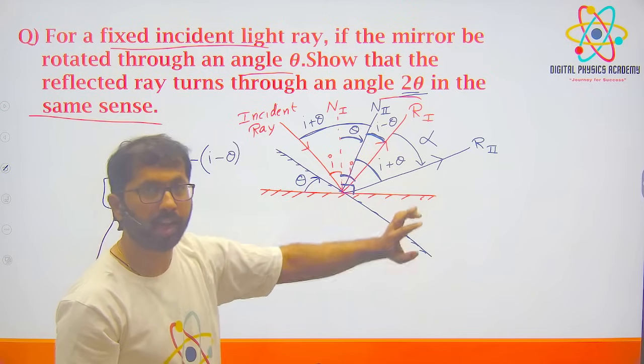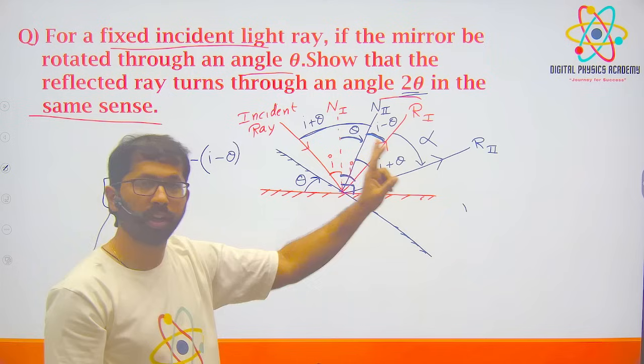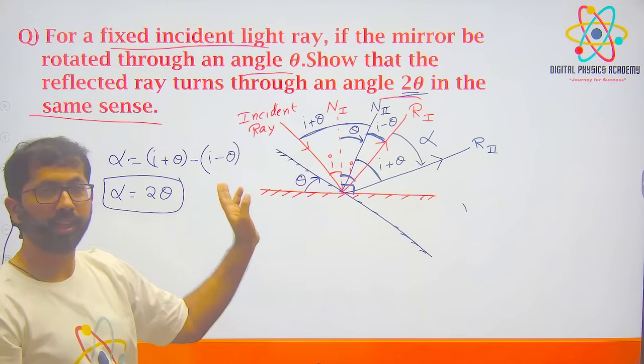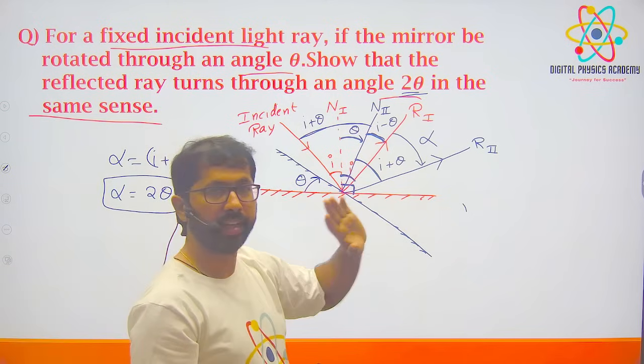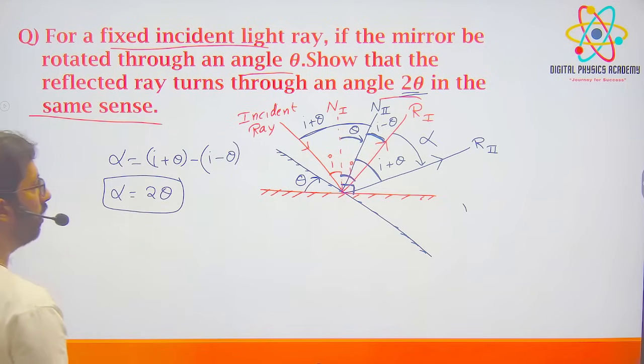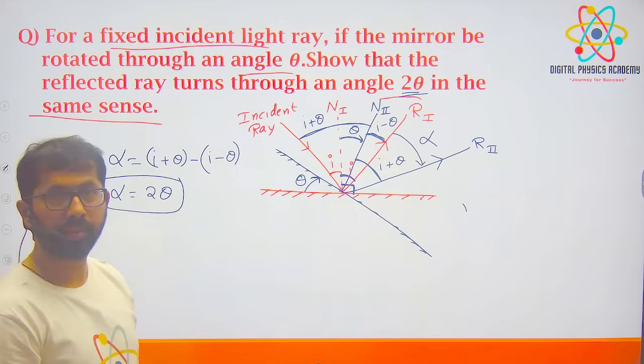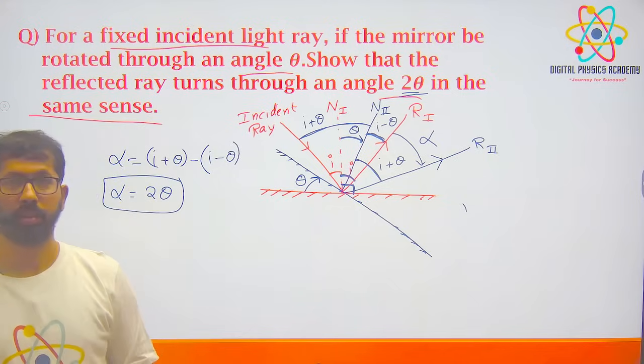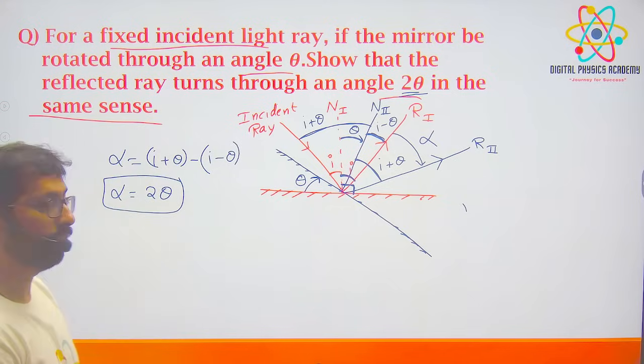Double, right? If the mirror is rotated by 30 degrees, the reflected ray rotates by 60 degrees. You can ask about this angle or that angle, any angle you can ask. You have to understand. Okay? Understood? Copied? Okay, copy it. Done? Okay. Next.